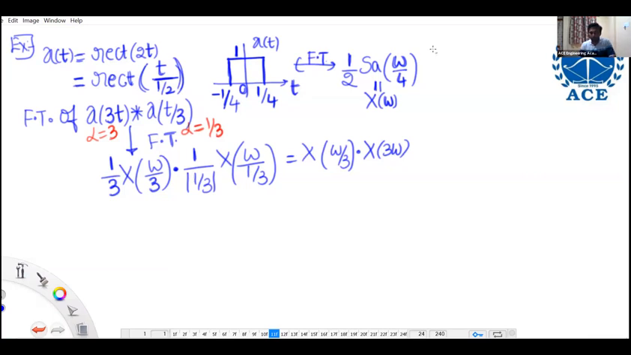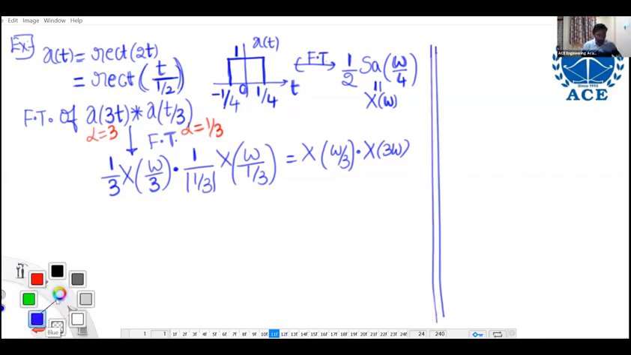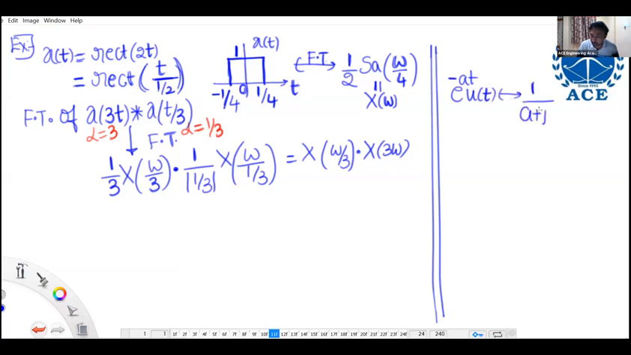Just to make a review, the formulas which we studied till now, I am writing this side. Decaying exponential transform pair with what? 1 by a plus j omega. Increasing exponential transform pair with what? 1 by a minus j omega.